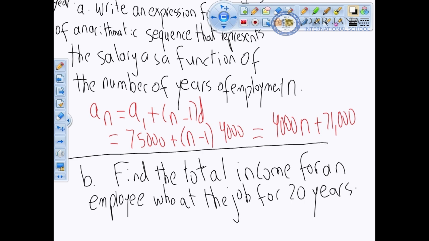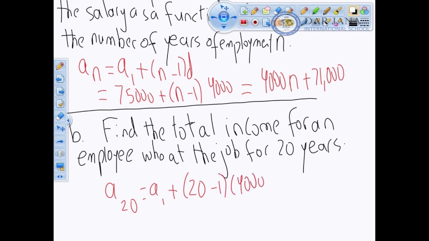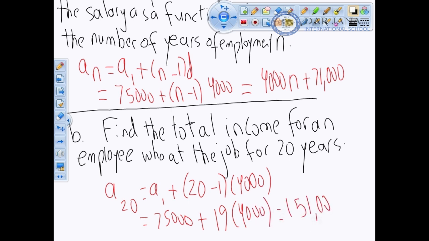So here I need to find first the salary after 20 years. So A20 is equal to A1 plus 20 minus 1 times D, which is 4,000. A1, we said before, it's 75,000 plus 19 times 4,000. And it's going to be $151,000. This is the salary after 20 years.